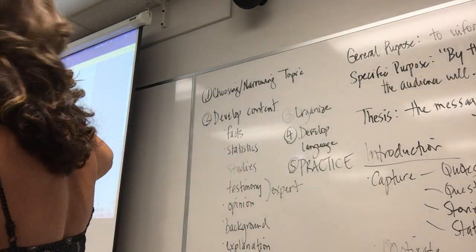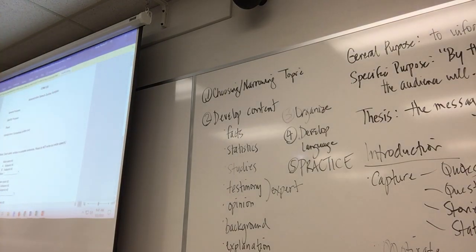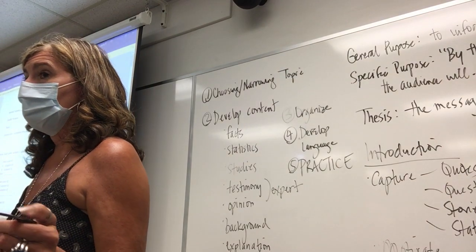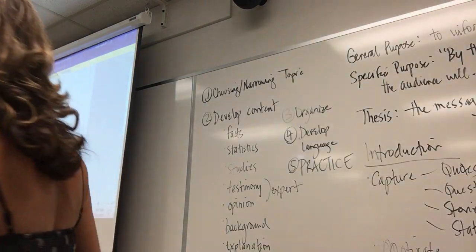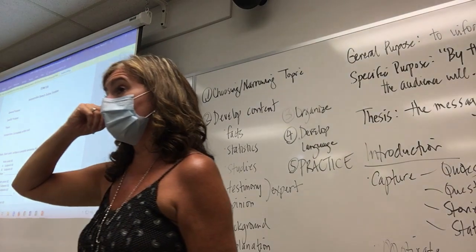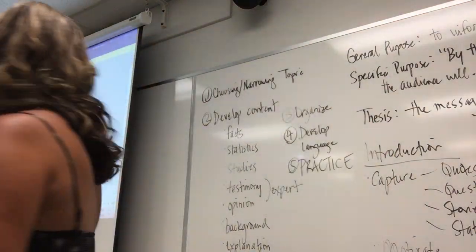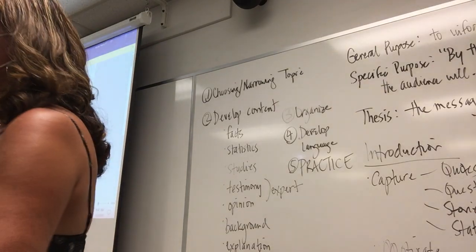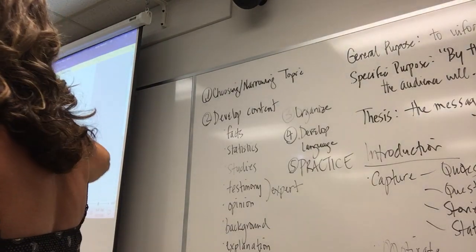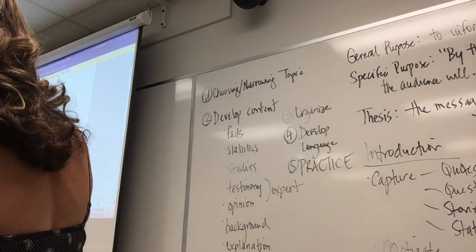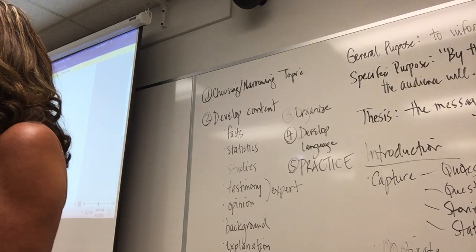These are the components of the preparation outline that you have to turn in. You can make your own, but you can just fill in the blanks and save it and send it to me like that. First you say the general purpose, which would be what? To inform. The specific purpose is what you want the audience to be able to do. And you write these out completely. The thesis you write out completely. That's the message you want to send. And then the introduction is supposed to be completely written out.